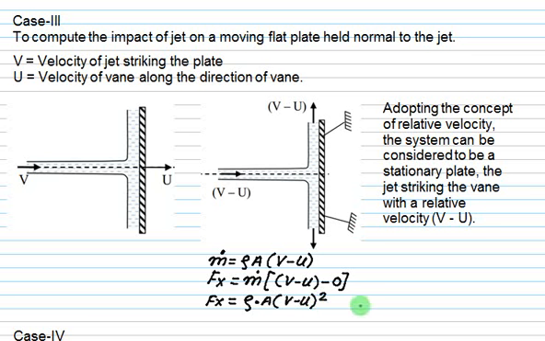Now this time the plate is continuously moving, so work done is possible, and work done is given by Fx multiplied by u. u is the distance traveled by the plate in 1 second, or you can call it power also, if you take meter per second.